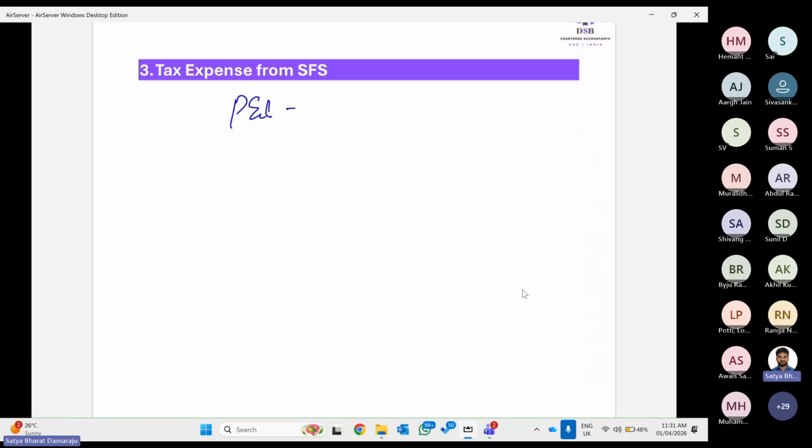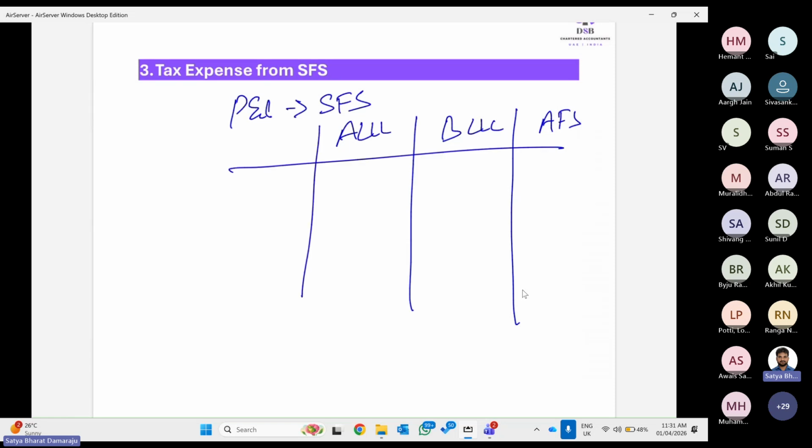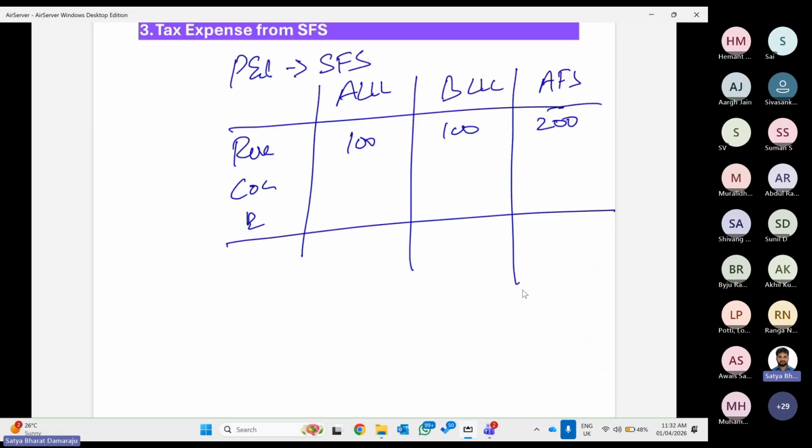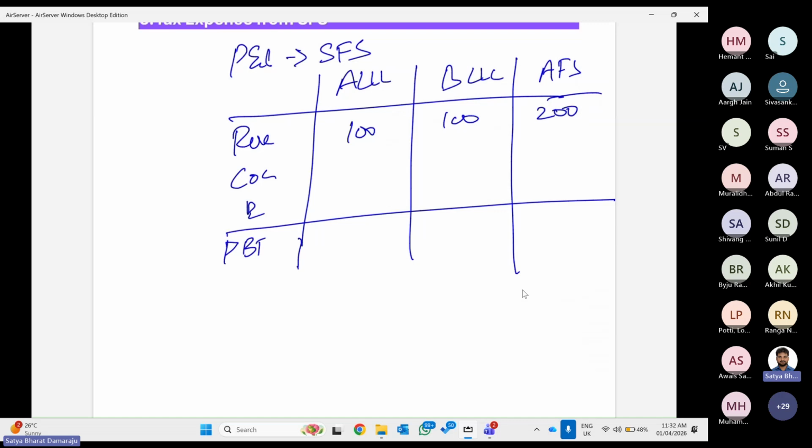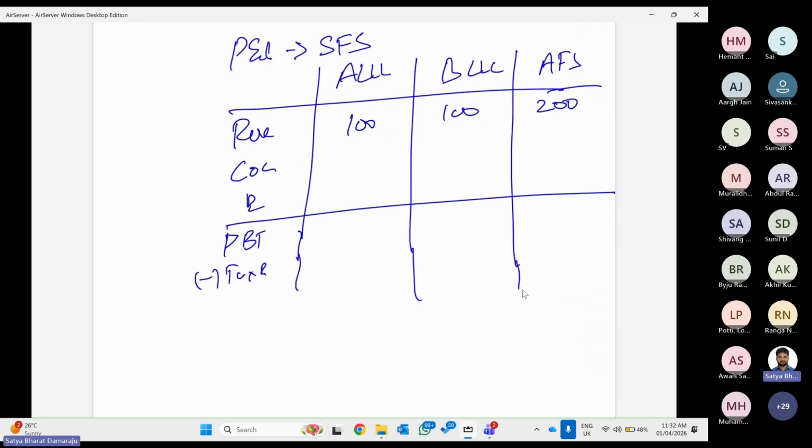So we start with step one. I prepared the P&L of the standalone financial statements of A LLC and B LLC, which are part of the tax group. Now I'm preparing the AFS, the aggregated financial statements. If there is a revenue of 100, I will simply add line by line. Likewise cost of goods sold, expenses, and everything. We arrive at profit before tax, less tax expense. In the tax expense, I have current tax and deferred tax, and I arrive at profit after tax.